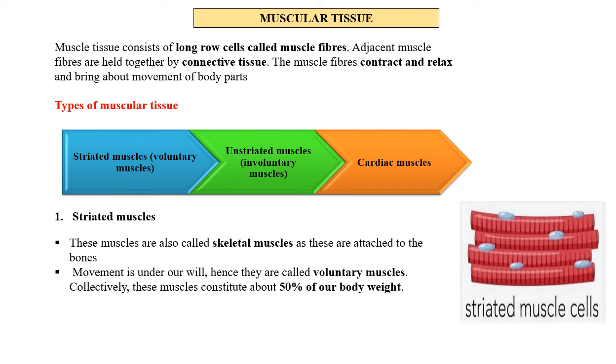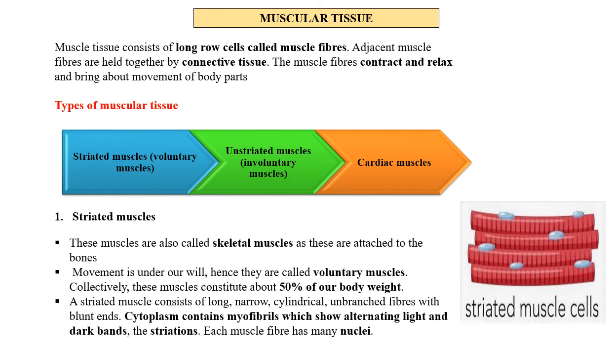A striated muscle consists of long, narrow, cylindrical, unbranched fibers with blunt ends. Cytoplasm contains myofibrils which show alternating light and dark bands and striations. Each muscle fiber has many nuclei.